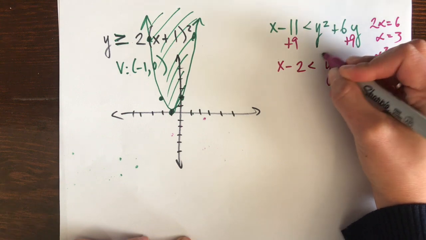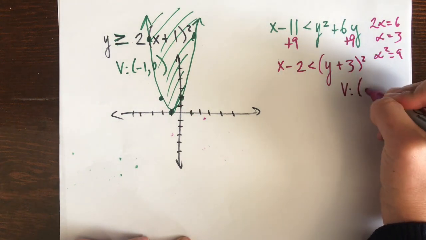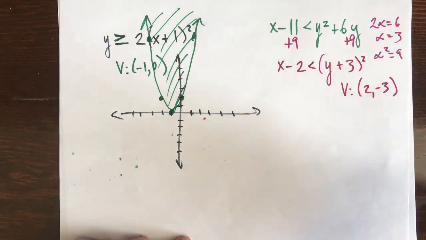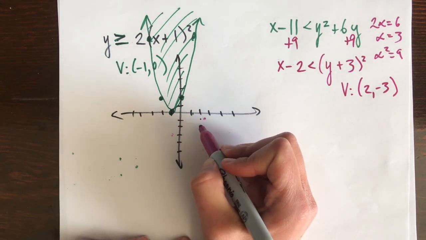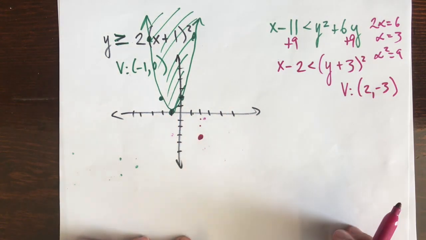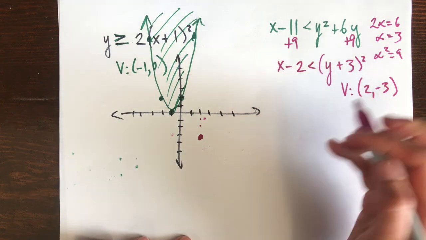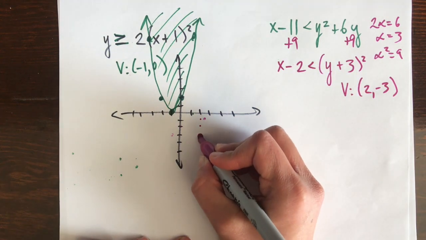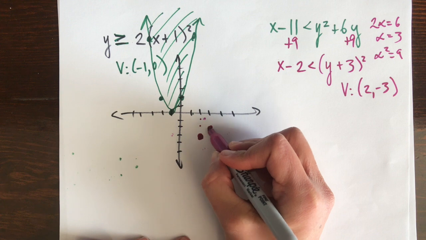Suppose I have another parabola that's x minus 11 is equal to y squared plus 6y. I have to complete the square, so 2 alpha is equal to 6, alpha is equal to 3, alpha squared is equal to 9. I add that to both sides, and then I get x minus 2 is equal to (y plus 3) squared. My vertex is (2, negative 3), so I plot that.